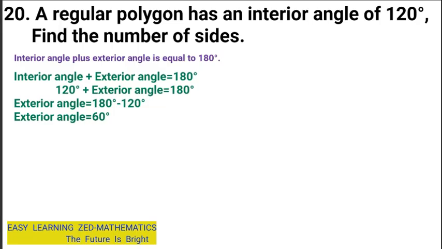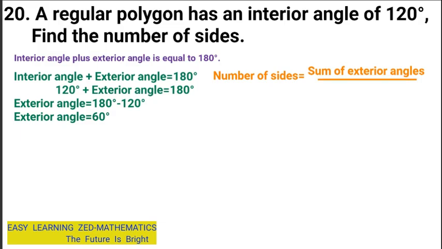Okay, once we've done this, then we are going to go ahead and find the number of sides. So to find the number of sides, we are going to use this formula, which is: number of sides is equal to the sum of exterior angles over the exterior angle. So the sum of exterior angles over exterior angle.